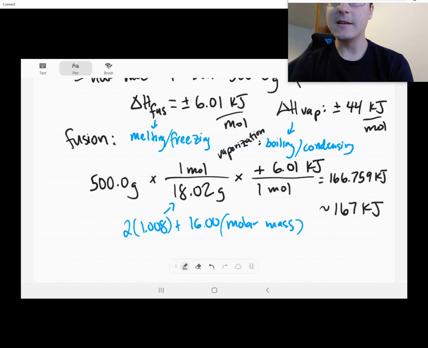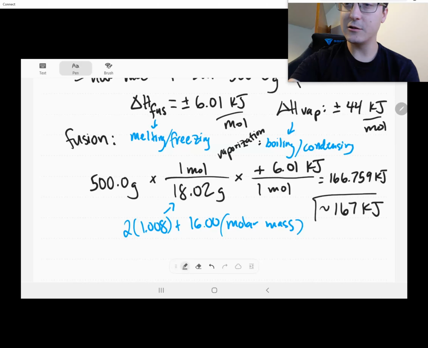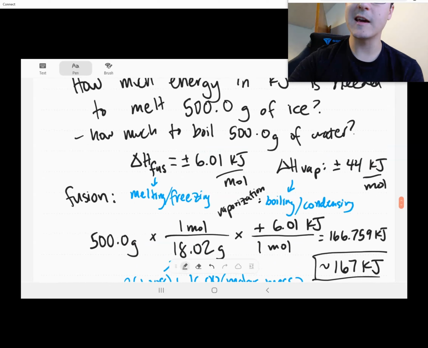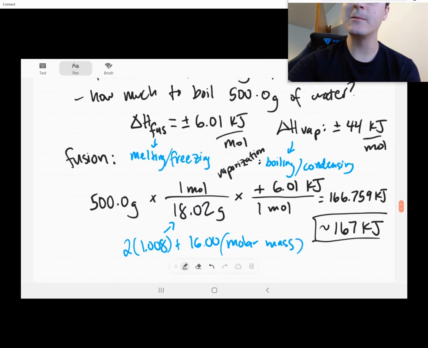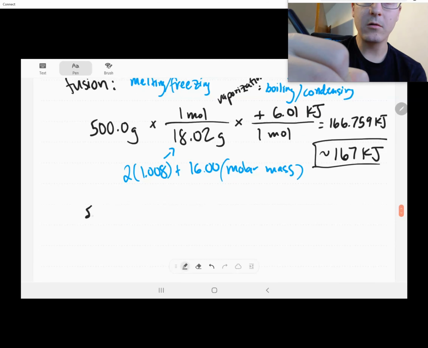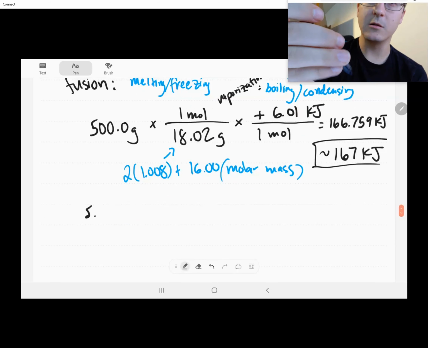Okay, is that all right? So that is our answer for the first one. We're able to see that it takes 167 kilojoules of energy to melt that ice. Alrighty. Moving on to the second one, we have the same mass of water, but this time we're going to be boiling it.